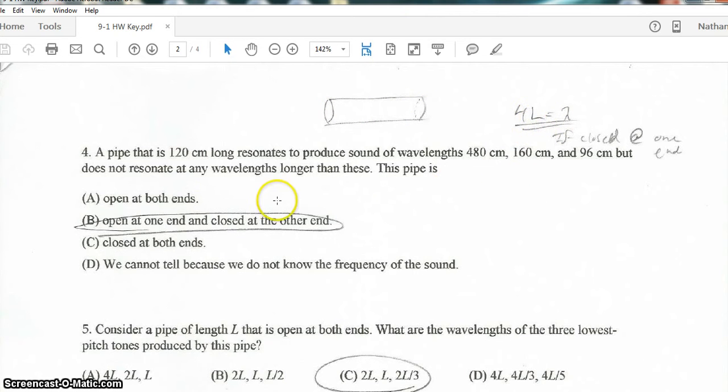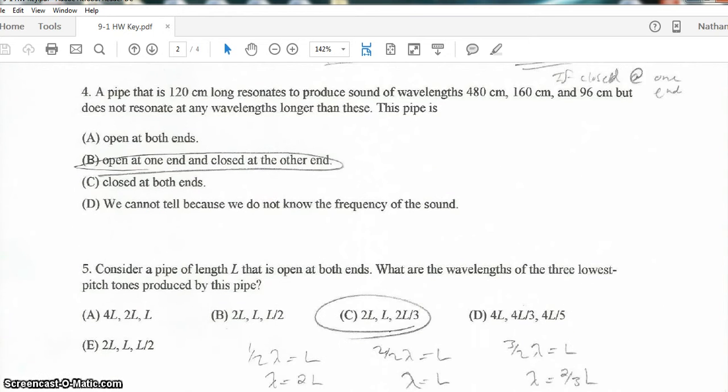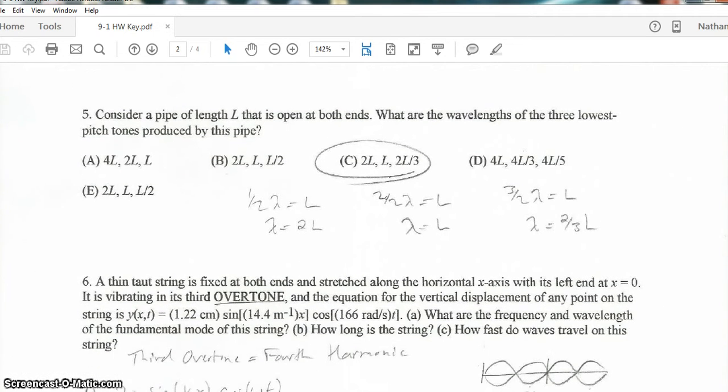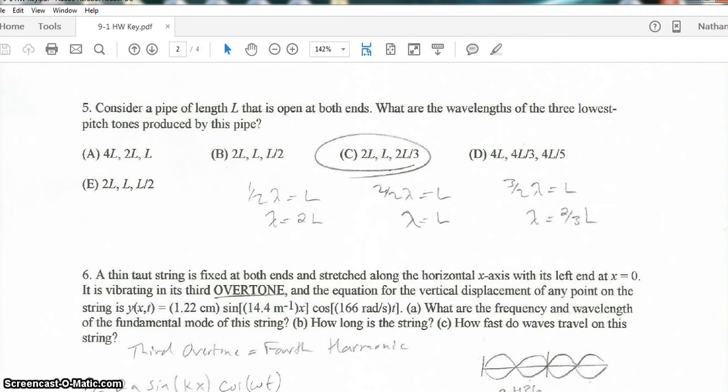That's the only way that happens. So if it were open at both ends, it would be simply 2 times the length of the pipe, which is not what we saw here, right? If it was closed at both ends, it would also be 2 times the length. So we do know for sure that it is open at one end and closed at the other, right? So question 4, probably one we did pretty well on. And question 5, I would imagine, hopefully isn't too tricky either, right?